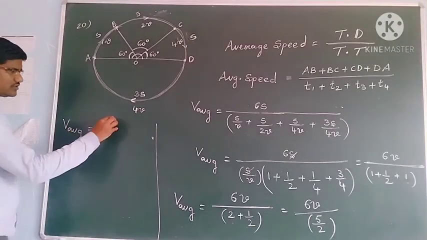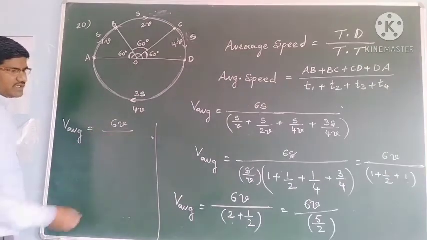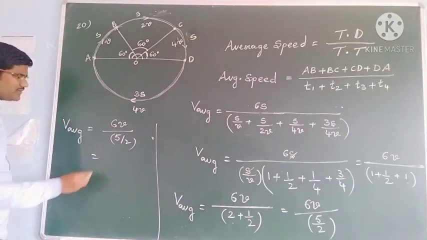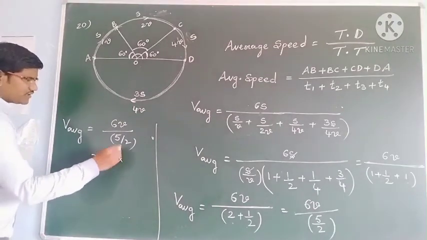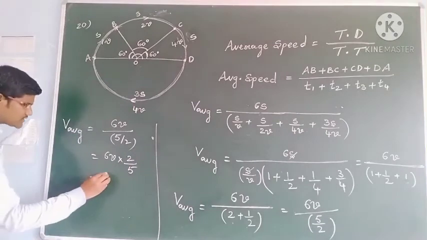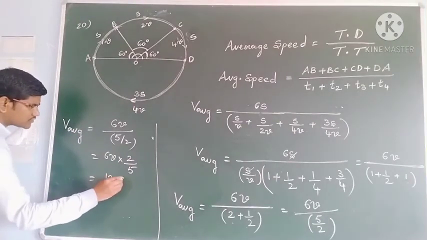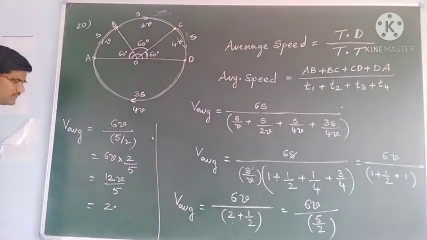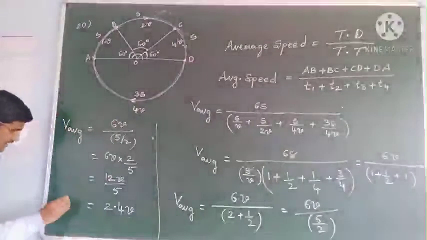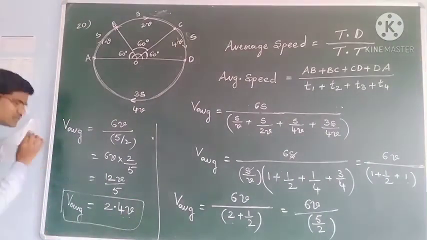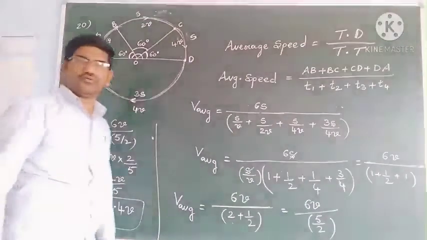So V average is equal to 6V by 5 by 2, it will become reciprocal, so 6V into 2 by 5, then 2 into 6 is 12, so 12V by 5, then 5 2s are 10, 5 4s are 20, so 2.4V is the answer. Average speed is equal to 2.4V.